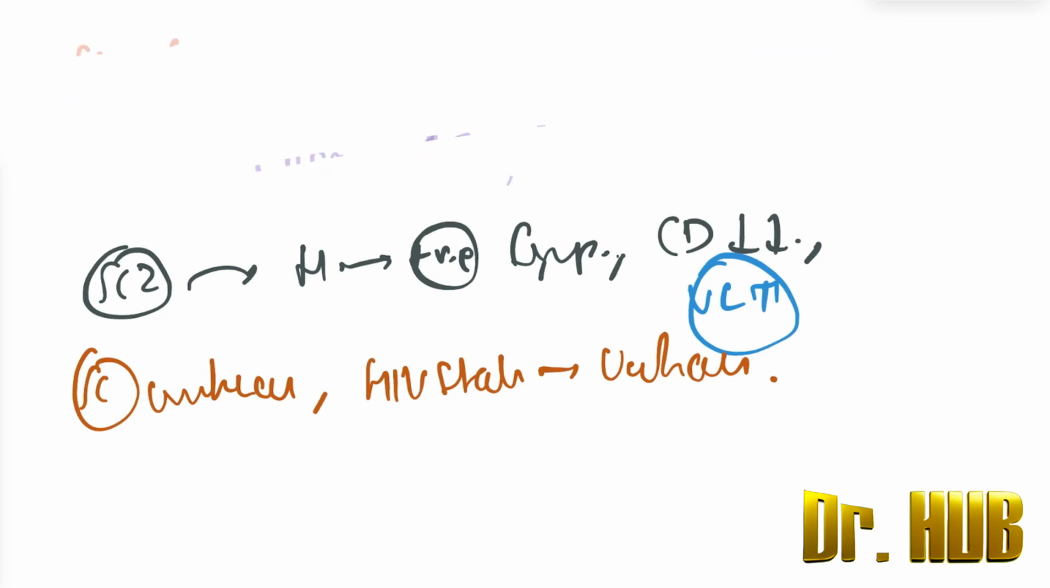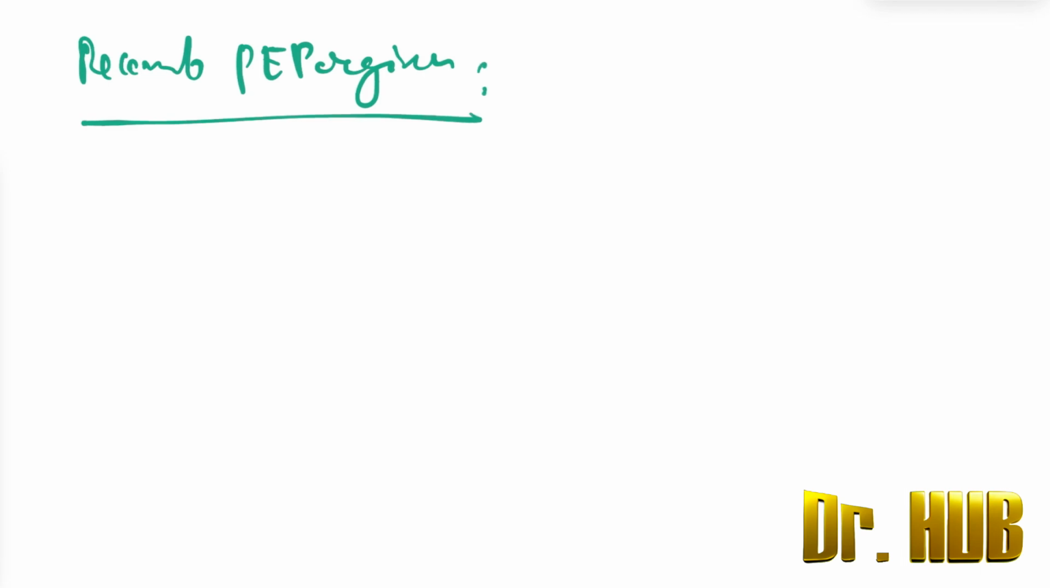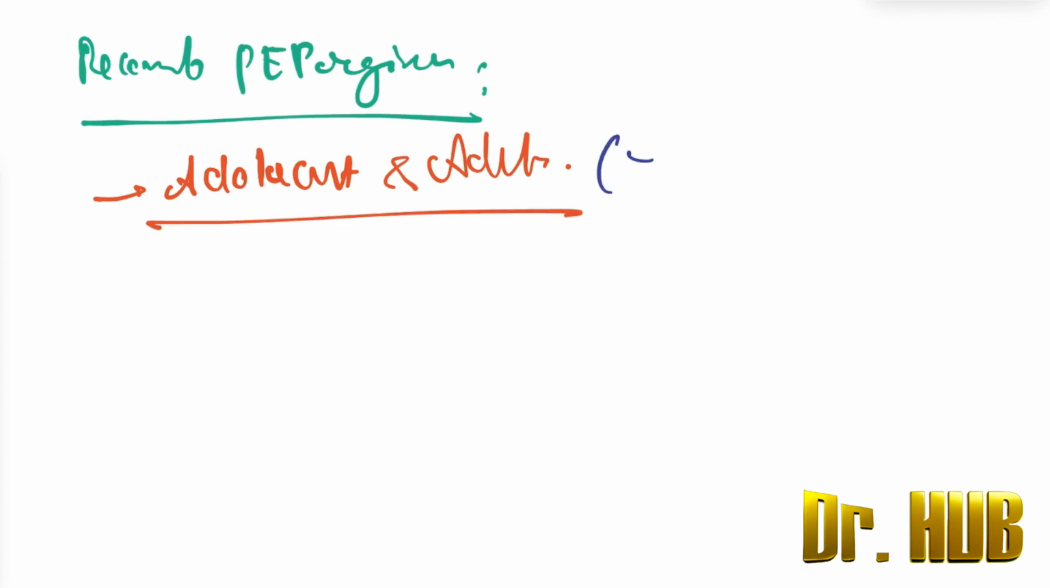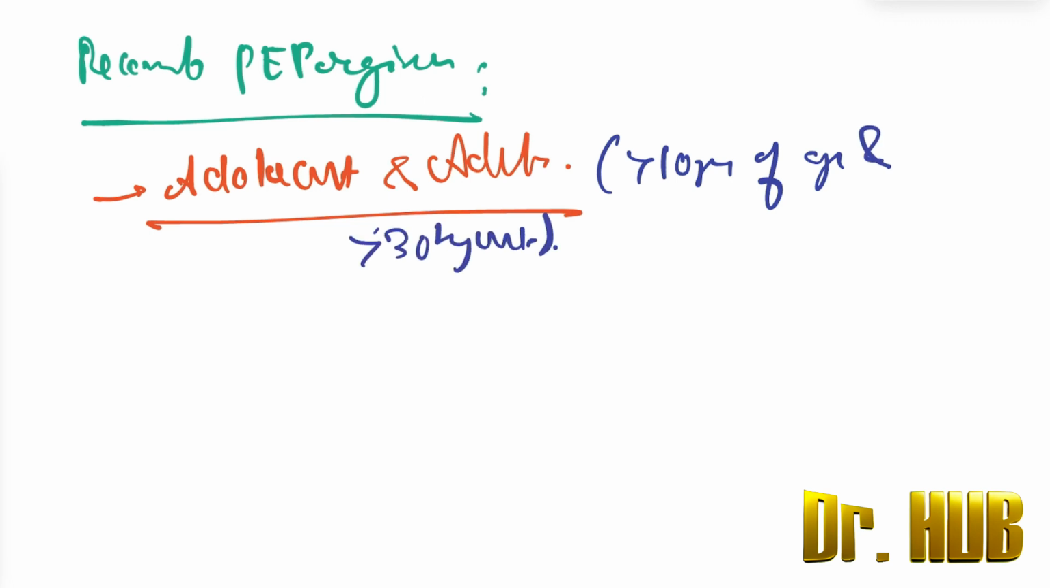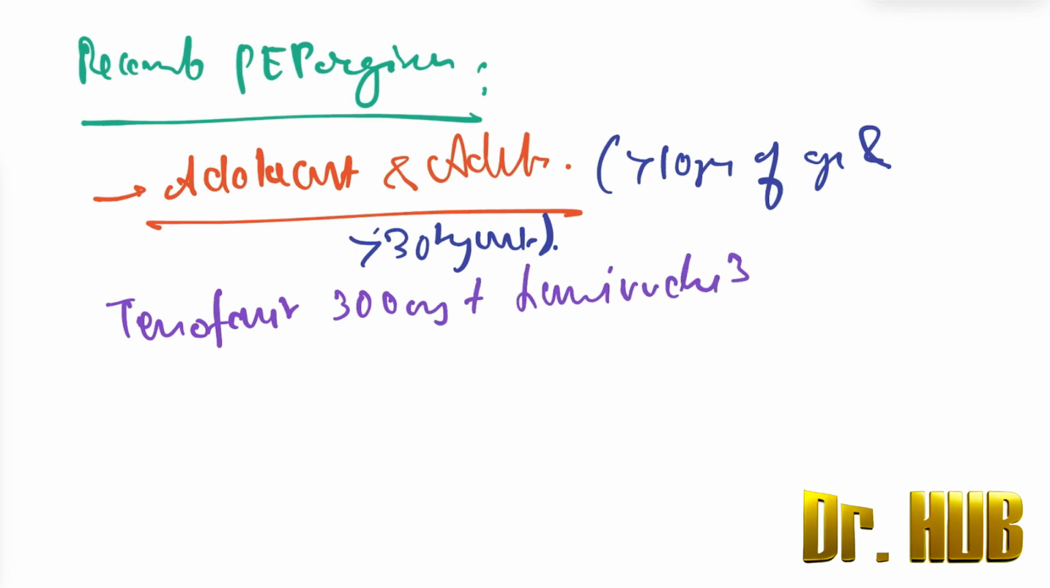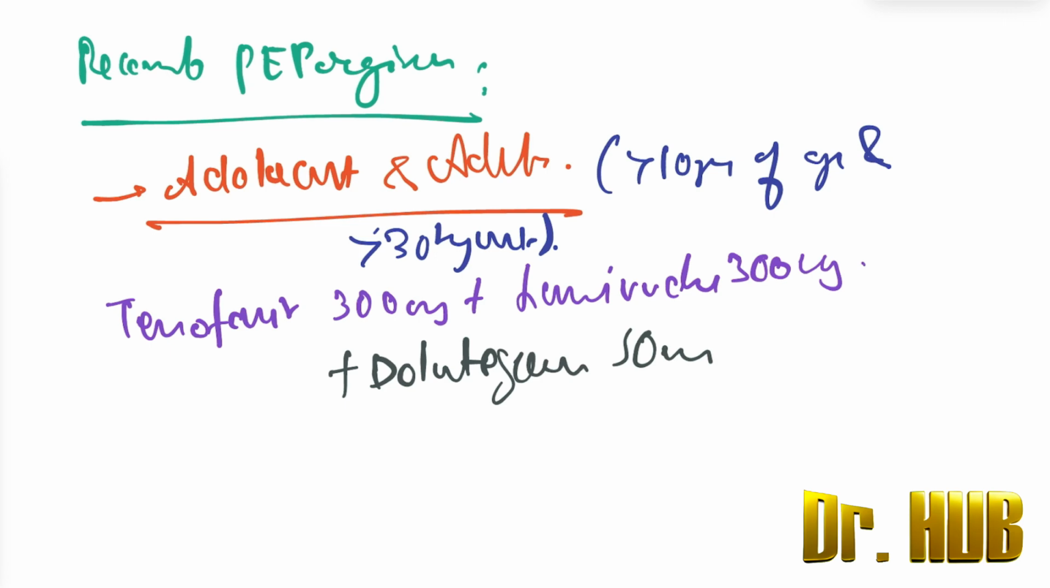Next we look at the recommended PEP regimens. For adolescents and adults, that is greater than 10 years of age and greater than 30 kg weight, it includes tenofovir 300 mg, lamivudine 300 mg, as well as dolutegravir 50 mg.